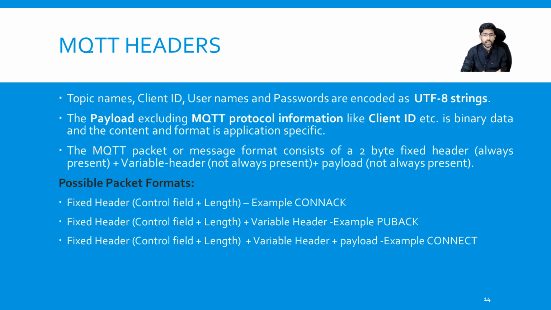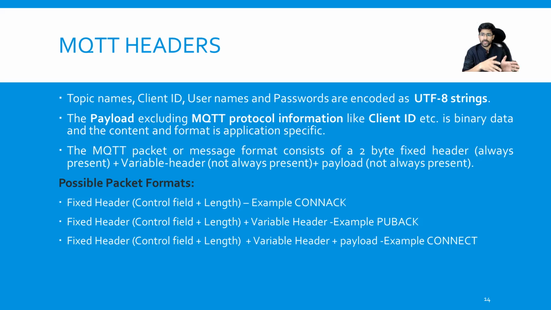So possible packet formats could be like fixed header, control field plus length, for example CONNACK. That particular packet is sent whenever there is a connect acknowledgement, right? It means you connected with the broker, and the broker is sending back a packet saying you are now successfully connected to the broker. So that packet is called CONNACK. Then there is fixed header, control field plus length plus variable header.